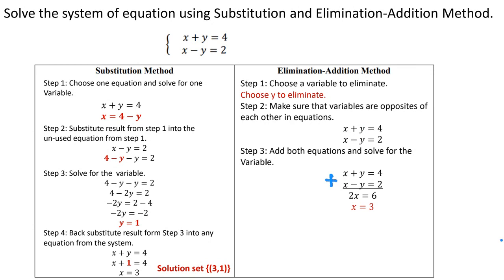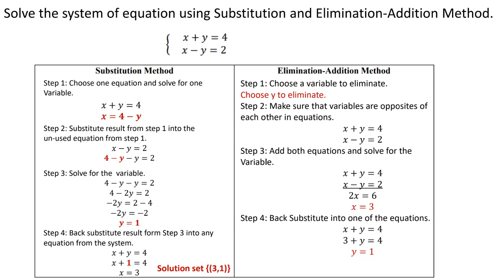So we're going to be adding the two equations. We have x plus x is 2x, and then the y plus the negative y is 0, and then 4 plus 2 is 6. Divide by 2 on both sides, so we get x is equal to 3. So here we were able to solve for x, and now we're going to go to step 4, which is to back substitute. So we're going to take our answer and plug it into the equations.